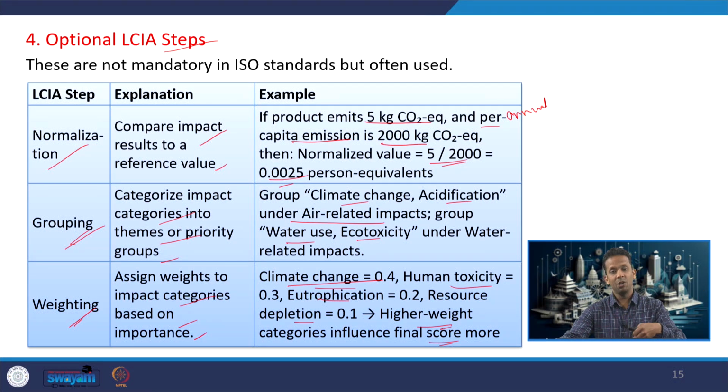Okay, if we have higher weightage to climate change, the entire results, the final collective results will be influenced more by the climate change category. So, that is how the weighting is done. These are not the mandatory steps, but they are often used in different LCA studies.